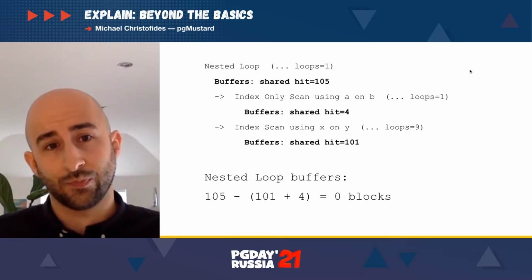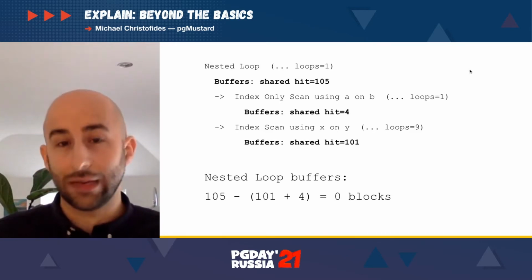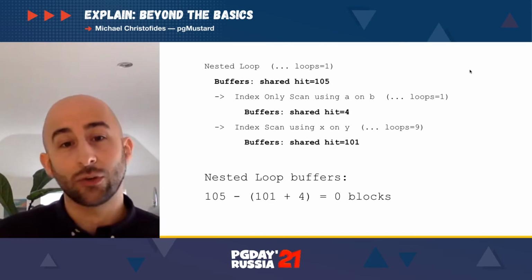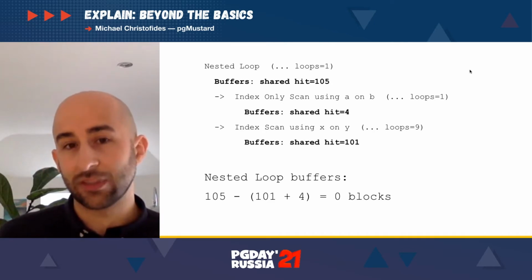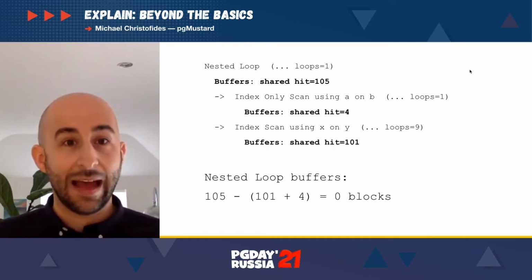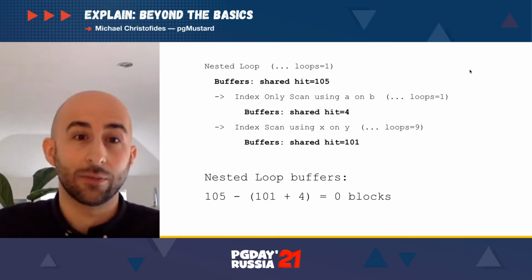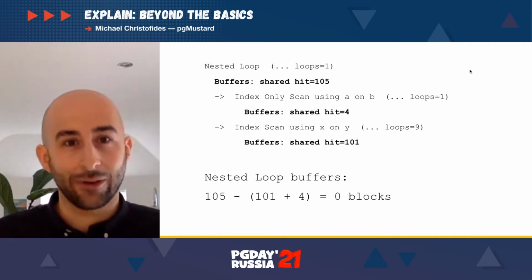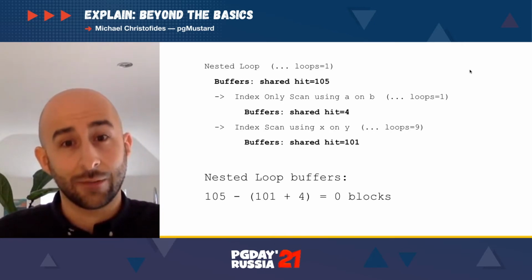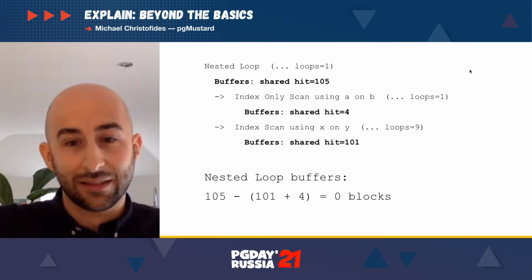And for each of those, the index scan is not doing 101 blocks of reads. That's across all 9 loops as a total. And we can then see that the nested loop above is not doing any additional reads, as expected for a nested loop. So hopefully that's nice and simple.